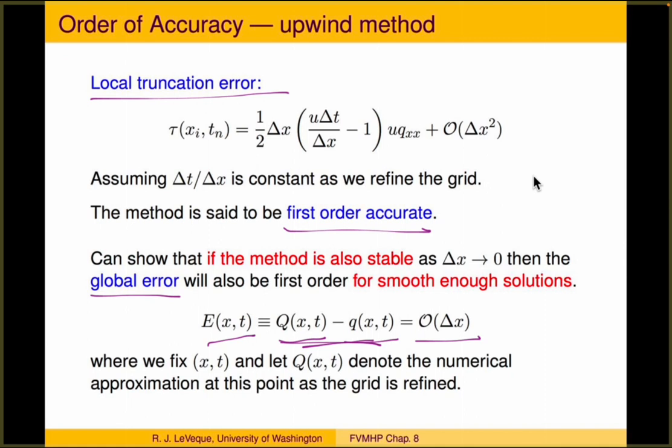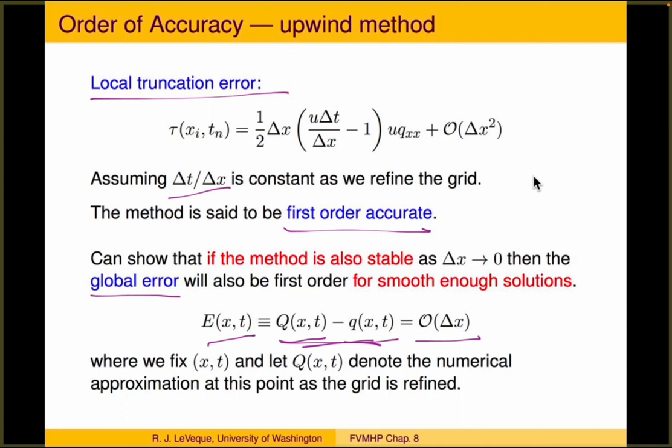Which is the same as order delta t if we keep delta t over x constant. But it would be first order accurate also in terms of this global error as we refine the grid. But to get from this local order 1 to a global order 1 requires some form of stability.